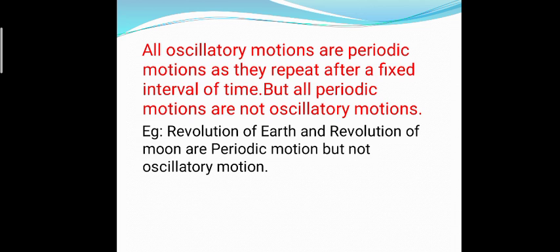So we can say that all oscillatory motions are periodic as they repeat after a fixed interval of time, but all periodic motions are not oscillatory. For example, revolution of earth and revolution of moon are periodic but not oscillatory motions.